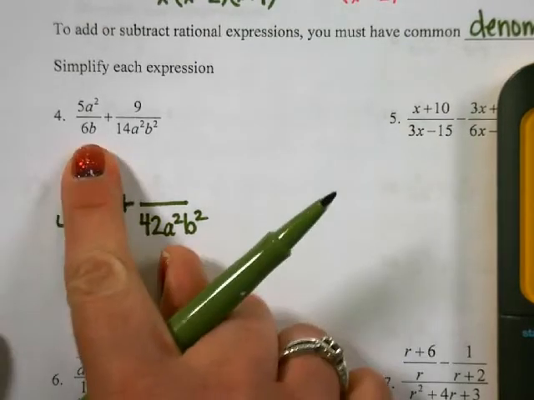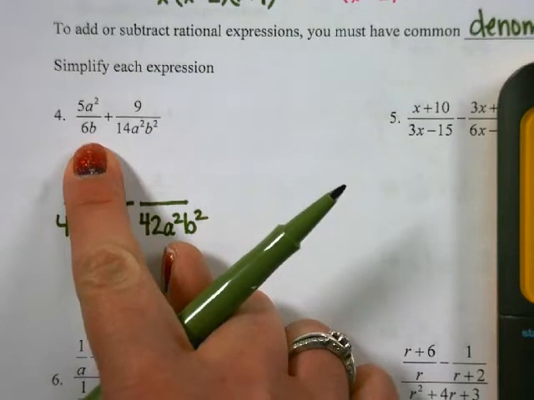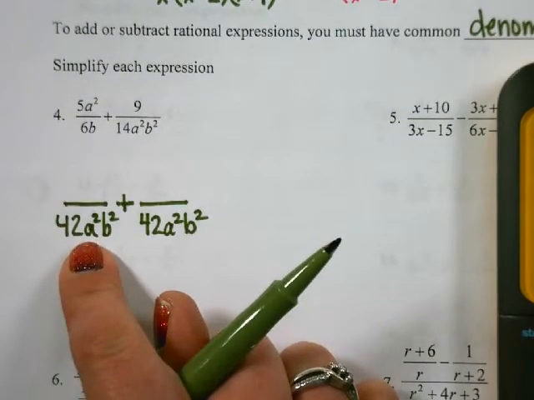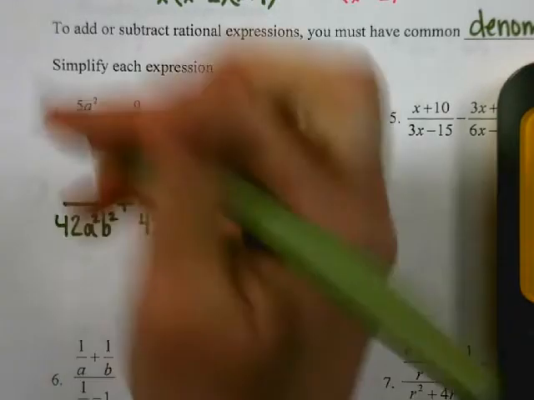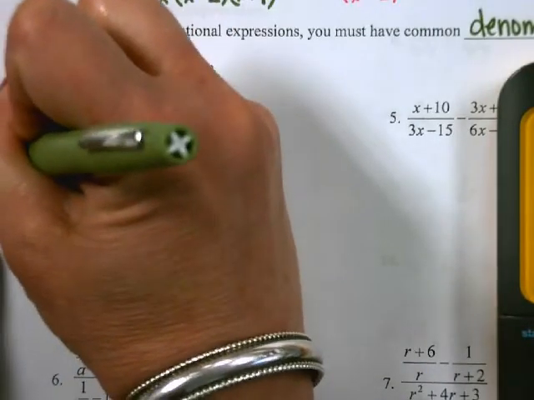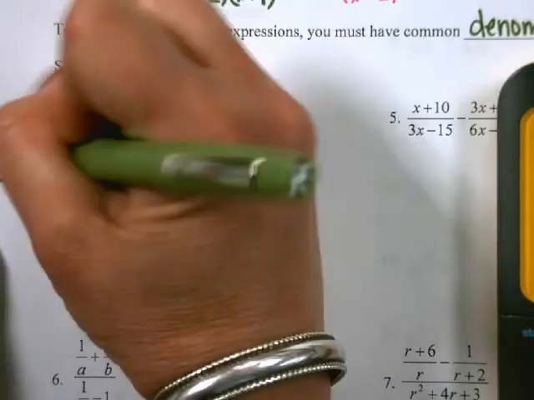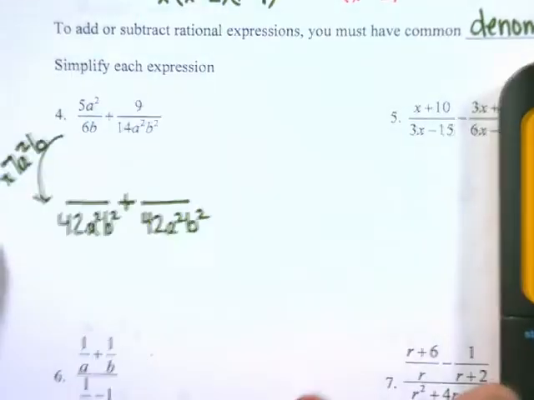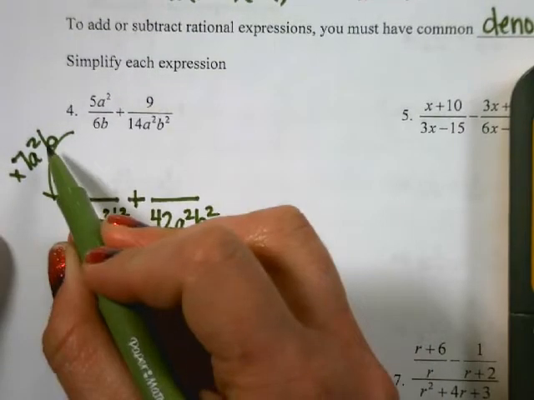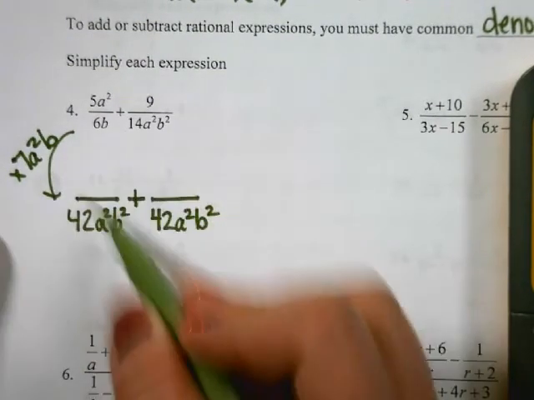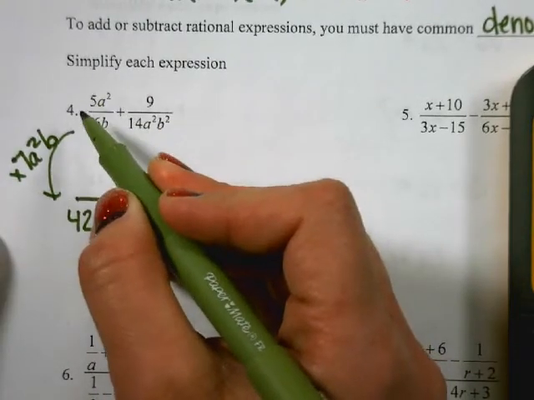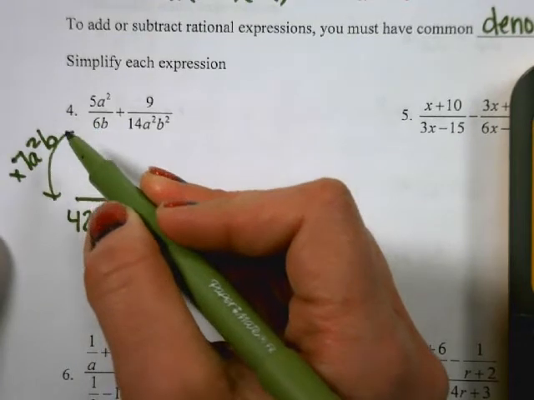Okay, 6b. What do you multiply 6b by to get 42a²b²? 7a²b. So I'm going to multiply this one by 7a²b, right? Think about what's new. It had a b, now it's got 2 b's, so I need another one. It didn't have any a's, so I need 2 a's. If you do it to the bottom, you have to do it to the top.